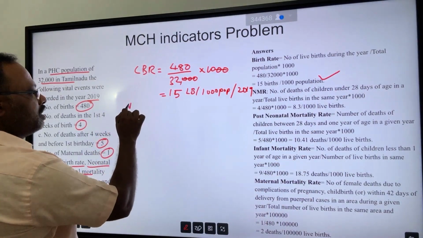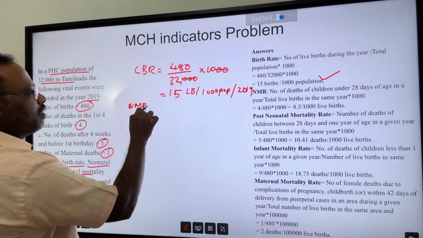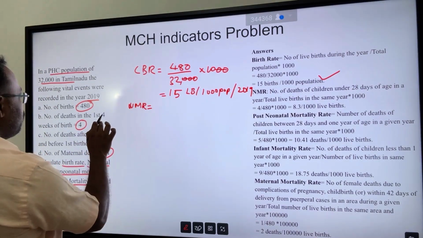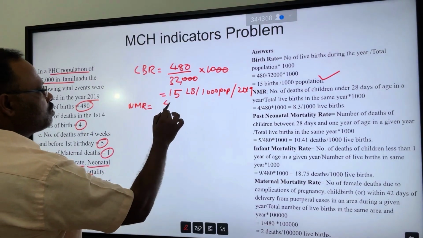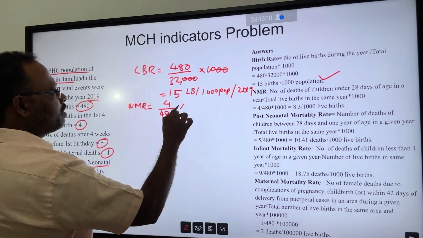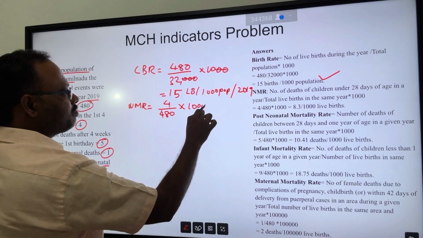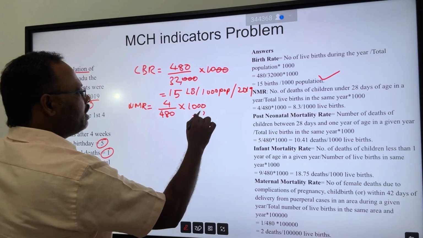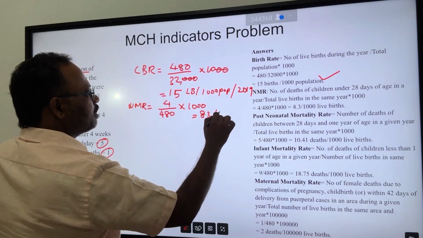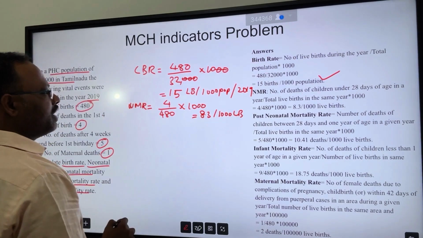Next in the question is the neonatal mortality rate. For that, the number of deaths within the first 4 weeks, that is 28 days, is 4, divided by total live births, which is 480, multiplied by 1000. This will yield about 8.3 neonatal deaths per 1000 live births. So we need to write like this.